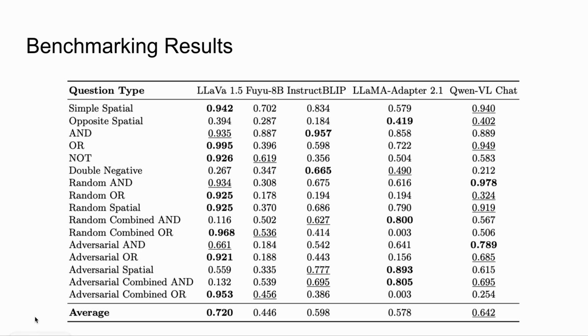While most models reason well over simple spatial relationships, they have a large performance drop when presented with the opposite spatial relationships. For example, LLaVA 1.5, the best performing model, has a 58.17% decrease in performance when probed with simple versus opposite spatial relationships. All models also suffer under adversarial settings in comparison to their simpler counterparts. Comparing LLaVA's performance for AND questions and adversarial combined AND questions, we find an 85.88% drop in performance.